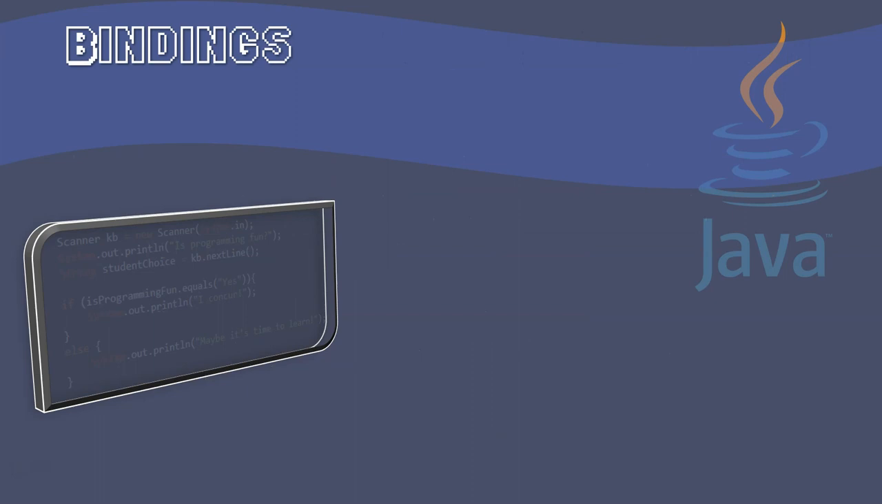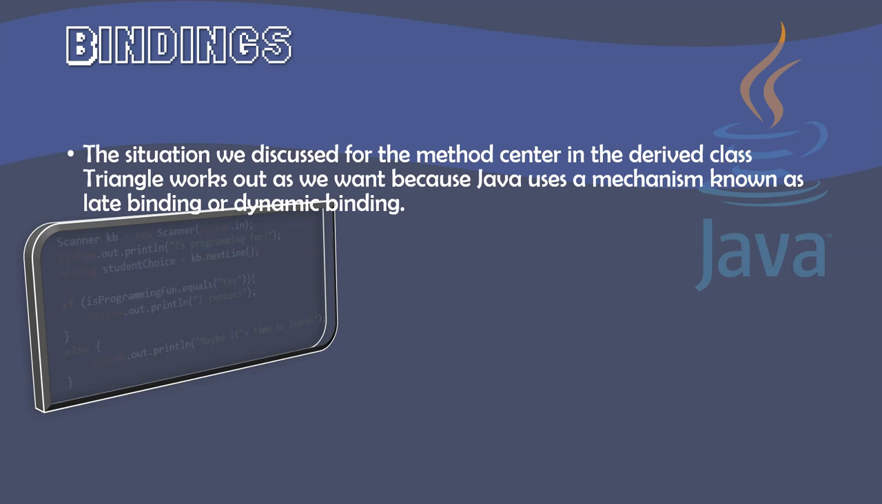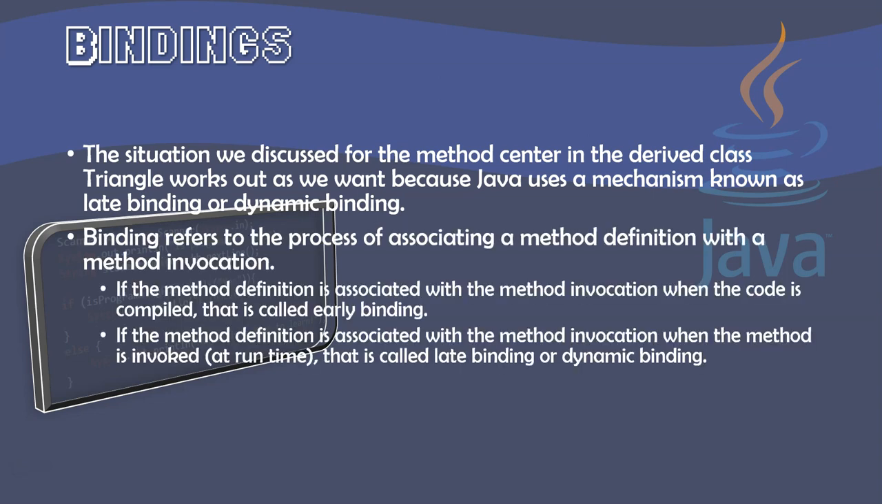And that comes back to our topic of bindings. All right, we talked about late binding at the beginning, but there's other ones. And the reason why it works is because Java uses this mechanism known as late binding or dynamic binding. Binding, by definition, is a process of associating a method definition with a method invocation, so us calling that method. If the method definition is associated with the method invocation when the code is compiled, we would call this early binding. However, if the method definition is associated with the invocation when the method is invoked or called at runtime, that is known as late binding or dynamic binding.